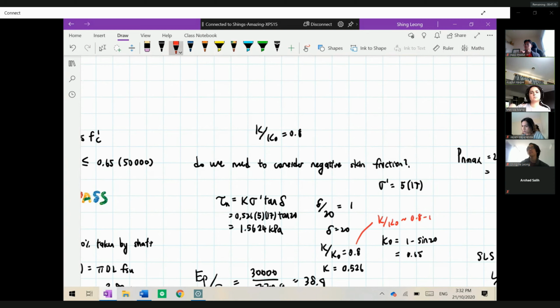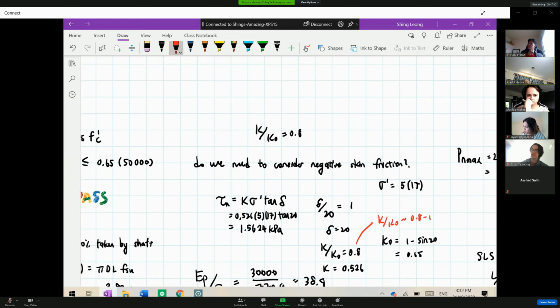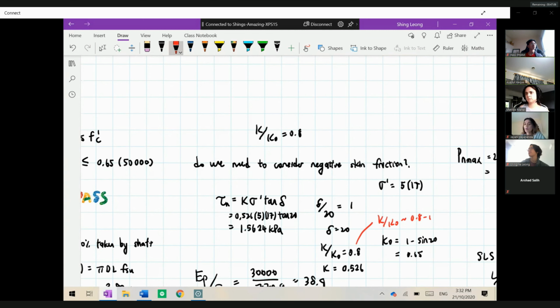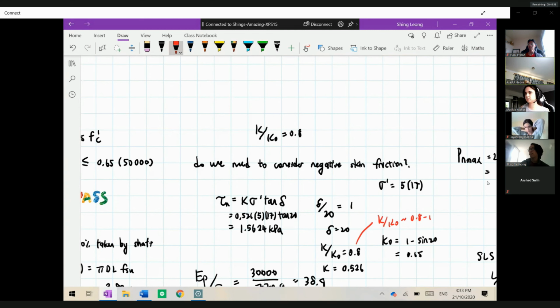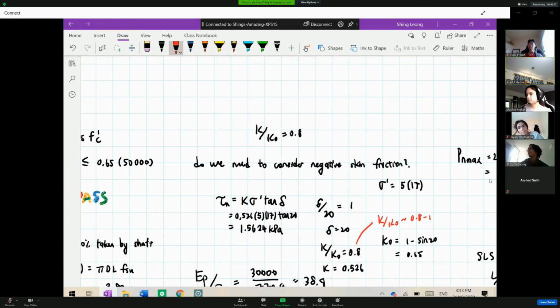Now, this sigma V dash. What is the value of the sigma V dash that you are going to take into account? That's the effective stress in the middle of that settling layer. Yep. So what was the depth? We have 10 meters. So half of that is 5 meters. Because we are trying to calculate the average shaft resistance, we can take the depth as half of that.